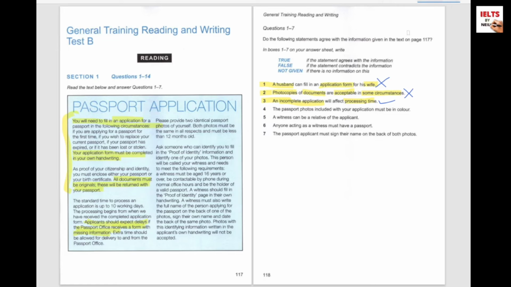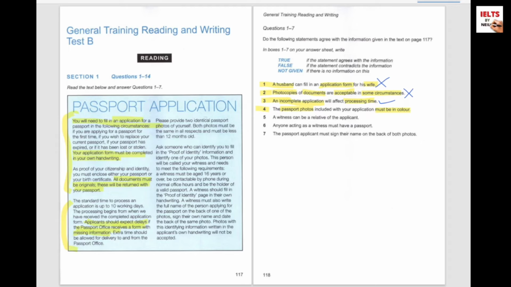Okay, moving on to the next one. The passport photos included in your application must be in color. Okay, so here this is the keyword, and it must be in color, so we have to look for this. Until here there was nothing like passport photos or anything. Okay, so move on to the next one.